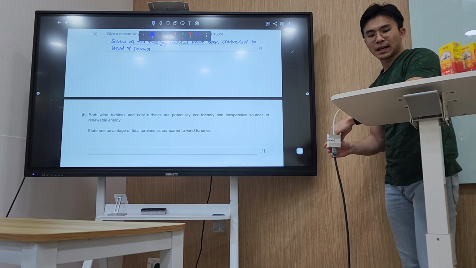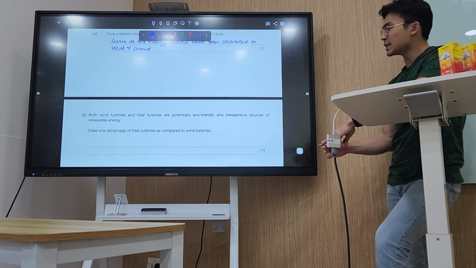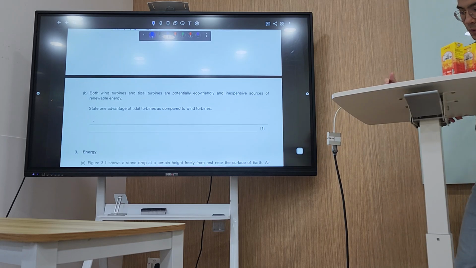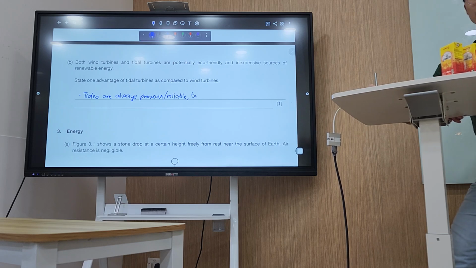Both wind turbines and tidal turbines are potentially eco-friendly and inexpensive. What's an advantage of using tidal compared to wind? We established one just now. We will say that tides are always present, or you can say they are very reliable. But wind is not so reliable.